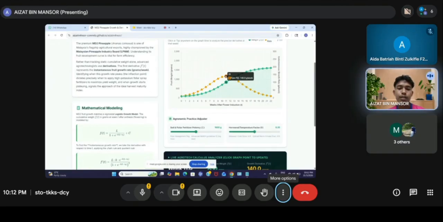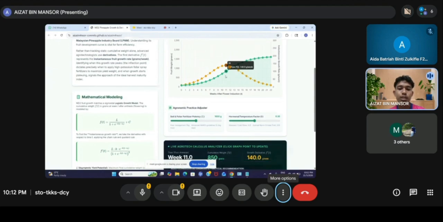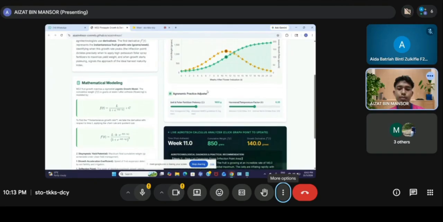The system also provides a simple explanation in layman terms so users can understand the agricultural meaning behind the mathematical value. For example, it recommends applying potassium foliar spray during peak growth to improve fruit expansion and juice storage. In addition, the application contains adjustable parameters such as fertilizer potency and environment factor. By changing these values, users can observe how the growth pattern and derivative change under different farming conditions.